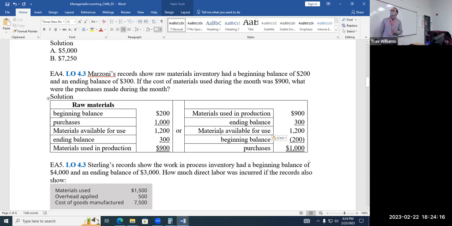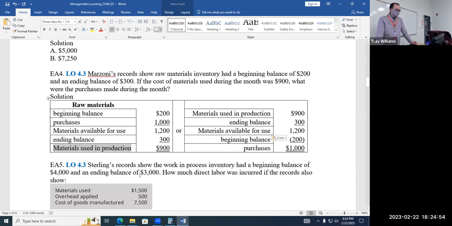So again, we've got two versions of the same formula here. The first one is the more common one. We're going to see this over and over and over. You take a beginning balance of inventory, in this case raw materials inventory. You add to it, in this case by purchasing more raw materials inventory. And that tells you how much you had available for use. Then if you subtract how much is left over at the end of the period, you know how much you used.